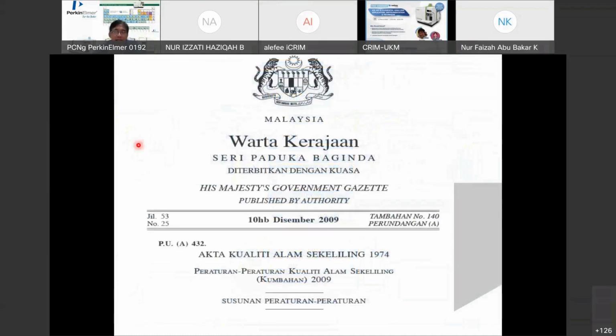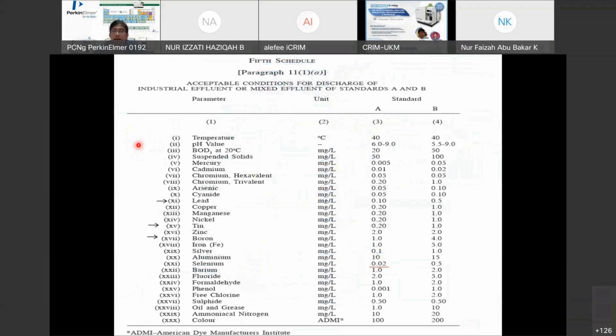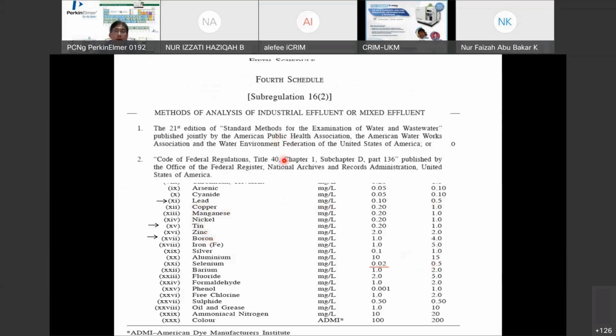Okay, now we take a look. Malaysia DOE, wastewater, influence water, it is divided into maybe standard A and also standard B. As you can see, let's say maybe we can look into the element, for example, lead. The lead element is about 0.1 ppm for standard A and 0.5 for standard B. So look at the elements lead, tin, and boron. I highlighted these few elements.